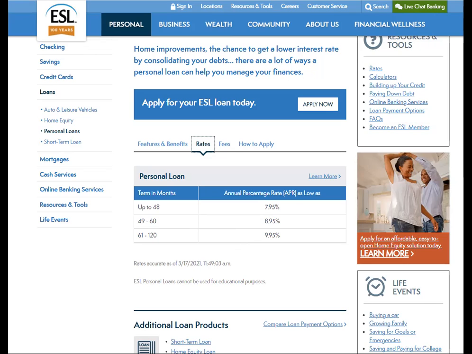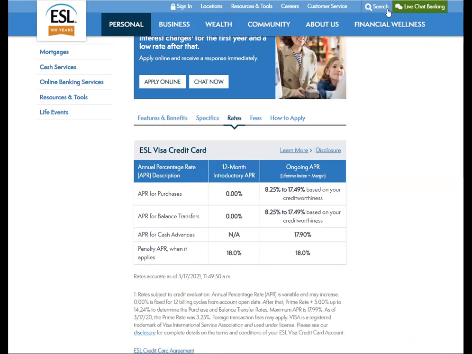Okay. And the last thing I want to show you is credit card rates. We'll talk about these different terms a little bit later, but let's just focus on the first line. The first line says that for 12 months, they're going to give you the money at 0% interest. You don't need to pay any interest on the money you borrow, or on the things you buy with your credit card in the first year. And then after that, the APR is going to be between 8.25% and 17.49% based on your credit worthiness.